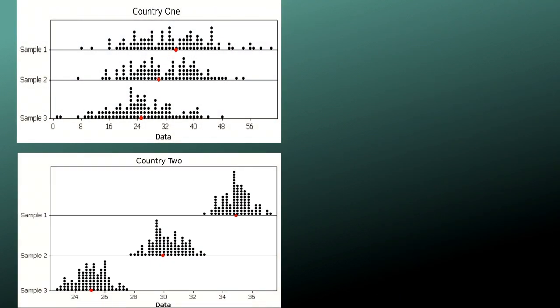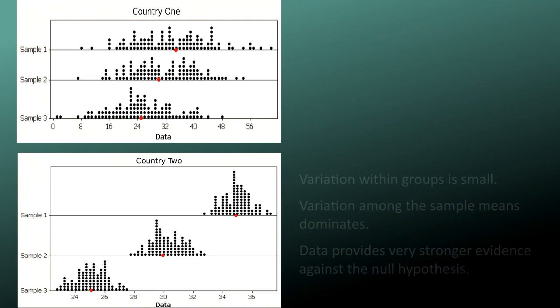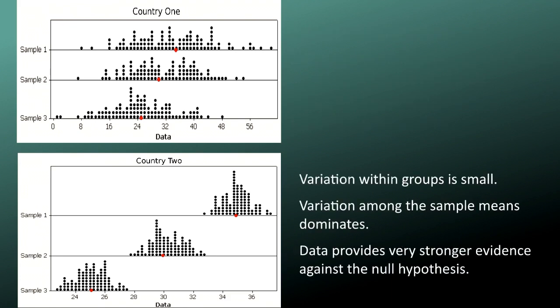When the variation within groups is large, like in Country 1, the differences or variation among the sample means could become negligible, and the data would provide very little evidence against the null hypothesis. When the variation within groups is small, like in Country 2, the variation among the sample means dominates, and the data have stronger evidence against the null hypothesis. Looking at the ratio of variations is the idea behind comparisons of means, thus the name analysis of variance.